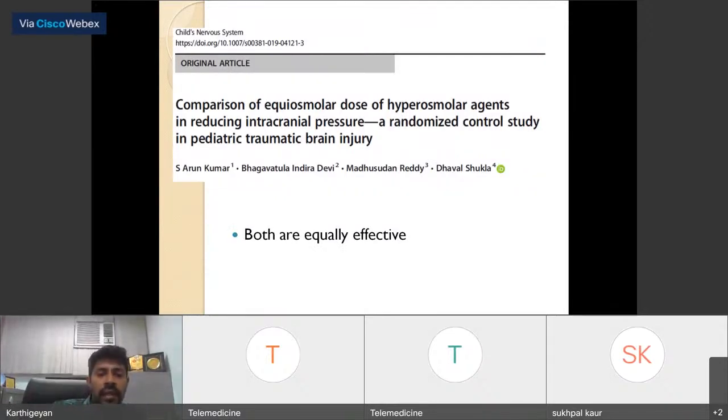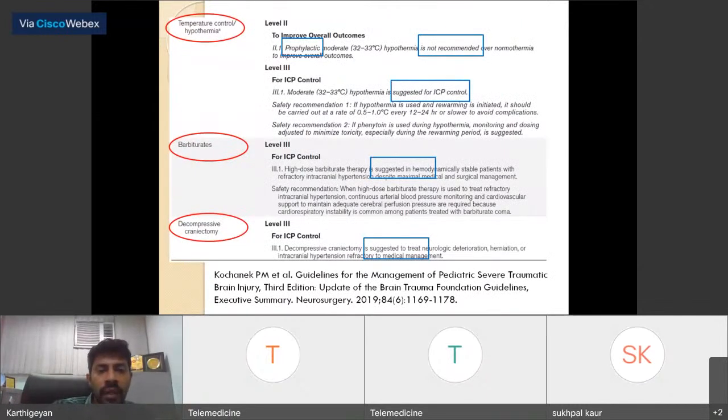So the recent guidelines say that hypertonic saline is better than mannitol. There are some prospective studies, even from our own setup, which say that both are equally effective, and it's left to the choice of the treating physician and healthcare workers.